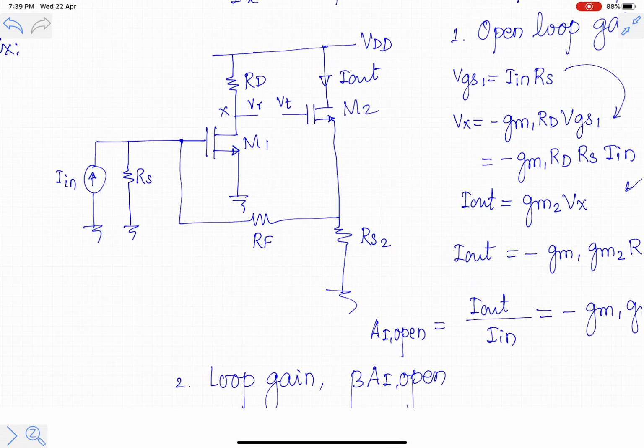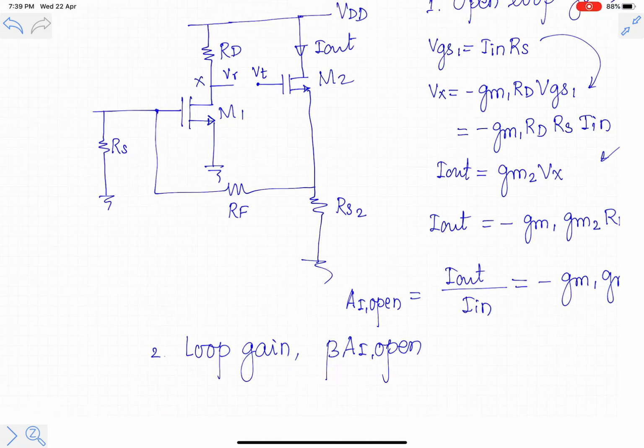So we can see that in this case, if this voltage is Vt, the input signal should be made 0. So it should be open circuited. So this should be open circuited. So I will remove it.